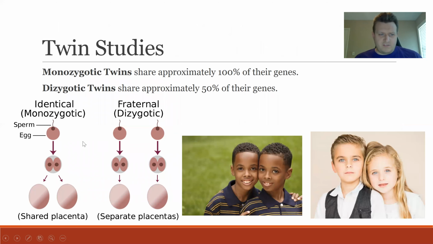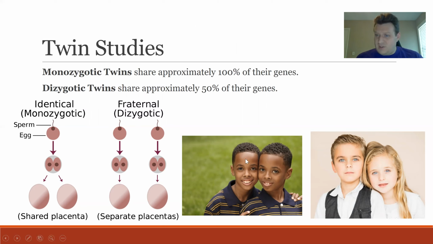All right, this is just showing you what I was talking about beforehand. We have monozygotic twins, we have dizygotic twins. Monozygotic twins share approximately 100% of their genes with one another, whereas dizygotic twins, or fraternal twins, share approximately 50% of their genes with one another.